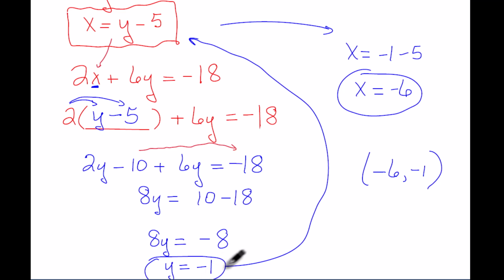Now, I can substitute this back in for x, so minus 1 minus 5, and I get x is minus 6. So these two lines are intersecting in one common point, which is minus 6, minus 1.